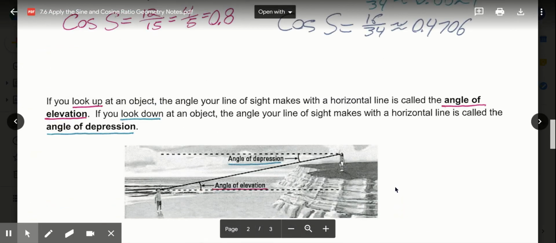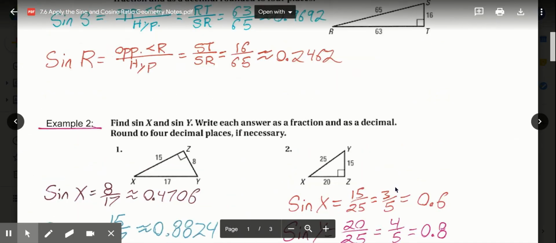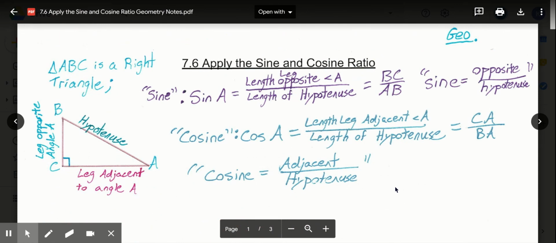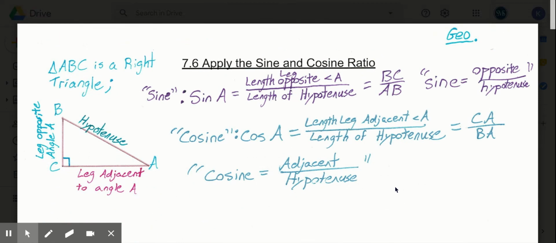So really, the key for today's lesson goes back to this main idea here, that the sine is the side opposite over the hypotenuse, and the cosine is the side adjacent over the hypotenuse.